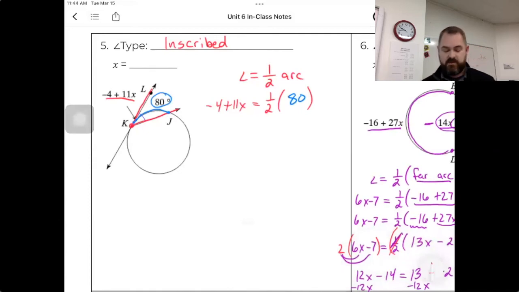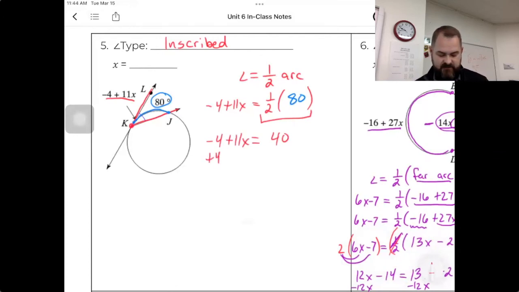So to solve this equation, we can actually do half of 80 pretty easily. Half of 80 is 40. So 1/2 times 80 is 40. This side is -4 plus 11x. We need to get x by itself, so we're going to add 4 to both sides first, giving us 11x equals 44.